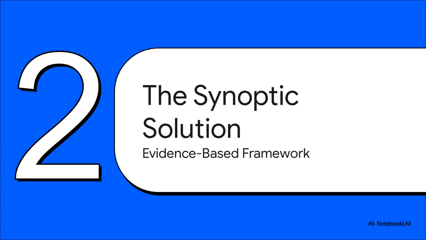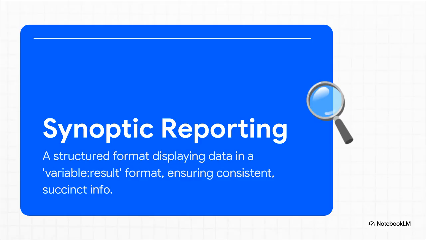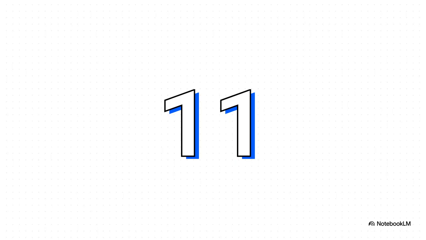So, what's the fix? Well, it's an evidence-based framework from CAP. And this isn't just someone's good idea. It's a guideline that was rigorously developed to solve this exact problem of inconsistency. So what is synoptic reporting anyway? It's basically a structured format that presents every essential data point as a variable result pair. Think cellularity 80% or blasts 15%. This super simple structure makes sure that critical information is sent over consistently, briefly, and in a way that's pretty much impossible to miss.